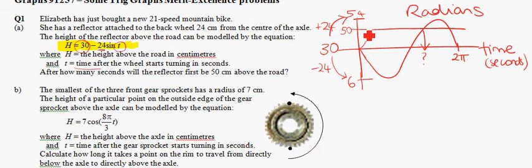You can put the line y equals 50 into your calculator, hit G-Solve and intersect. That will give you a value of x equals 4.13 seconds from the beginning. At 4.13 seconds, the reflector will be 50 centimetres above the road. Remembering that 2 pi is about 6 point something, so 4 sounds about right.